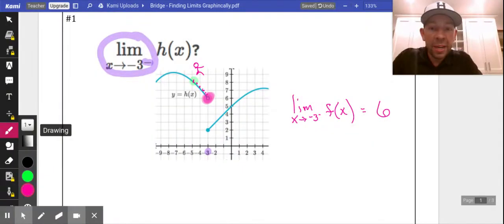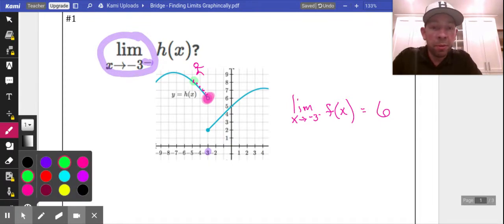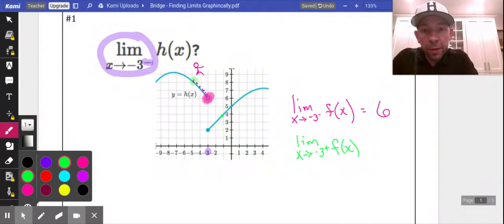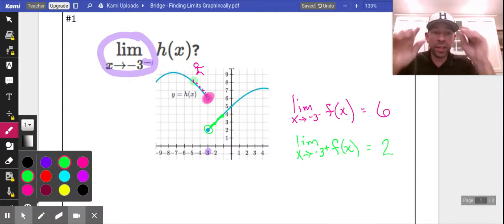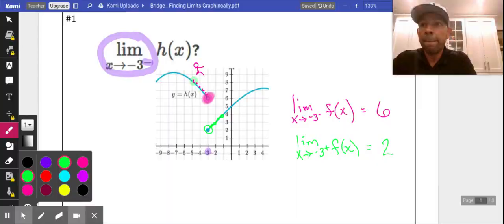Now, just for good practice, what would the limit be from the right-hand side? What is the limit as x approaches -3 from the right-hand side? So now we want to jump over here and inch your way a little closer, a little closer to -3 from the right-hand side. And now you're approaching a height of 2. Again, it's a closed circle. We don't care whether it's closed or open. My answer is going to be 2 either way.